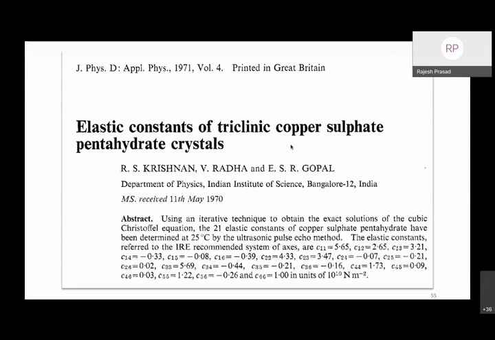Who will worry about triclinic crystal? Well, one of our great physicists, ESR Gopal. I showed you a result of Nishrikant for a triclinic copper sulfate pentahydrate. Where did he get the elastic constants from? From this paper by Krishnan, Radha, and Gopal in 1971. They finally, using ultrasonic pulse echo method, measured all 21 elastic constants. It's amazing.